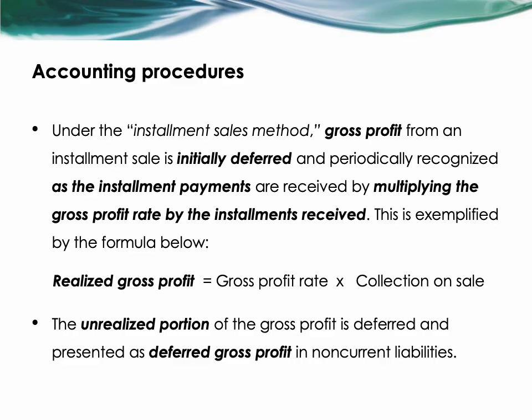The realized amount is calculated using the following core formula: realized gross profit equals gross profit rate times collection on sale. The unrealized portion of the gross profit, or the profit we haven't collected cash for yet, remains deferred and is presented as a deferred gross profit liability in the non-current liability section of the balance sheet.